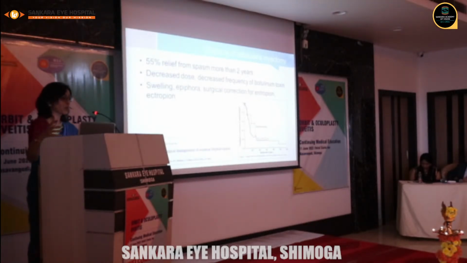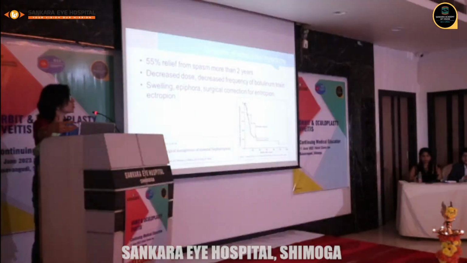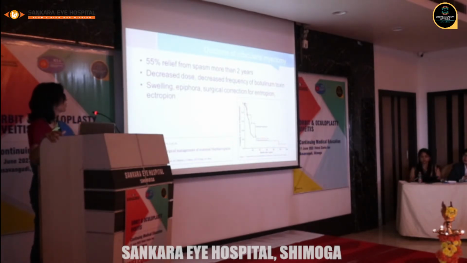What comes out of the orbicularis myectomy? All the papers on the outcomes are from the 1990s. More than 55% get relief from spasm for more than 2 years. Those who don't get relief can experience decreased dose and decreased frequency of botulinum toxin. I have a patient where we could bring down the dose from 100 units to 20 units. I have another patient who needed injections every 2 weeks, but now that's spaced out to 4 months. So that's beneficial for the patient.